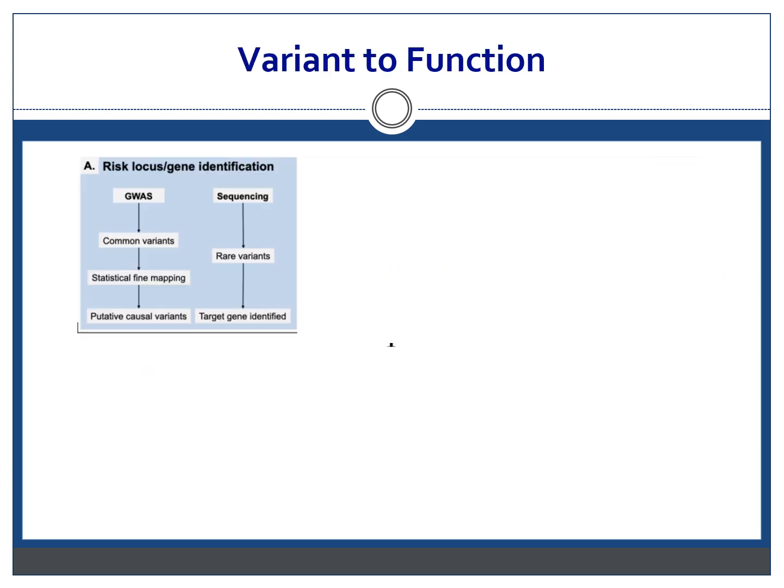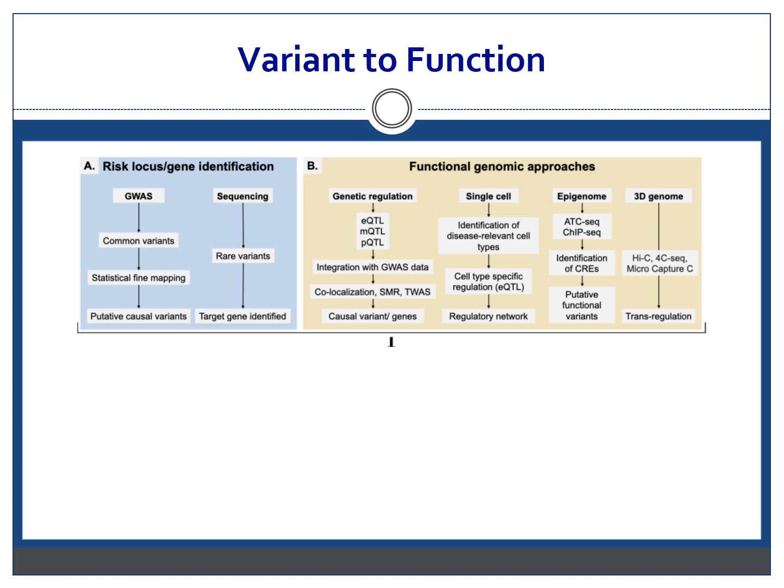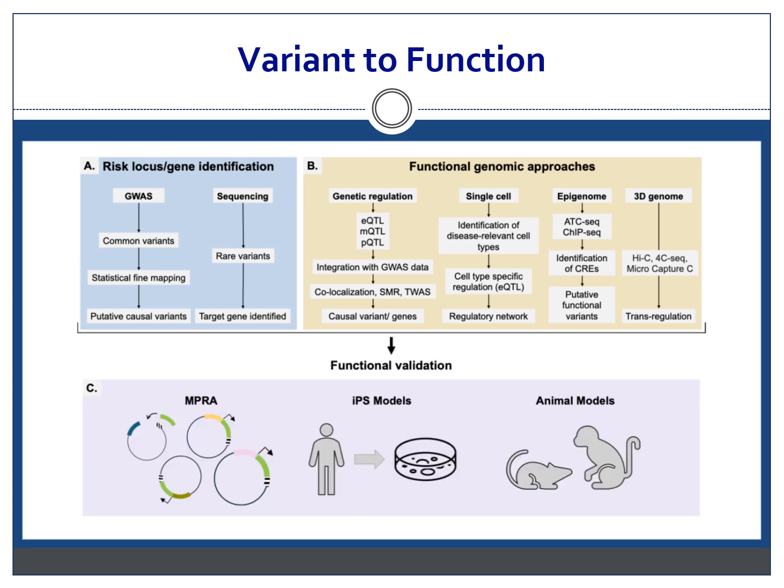So to summarize, we begin with the GWAS data, where we have the genetic variant associated with the phenotype. When combined with different kinds of functional genomic approaches at the level of genetic regulation, single cell, epigenome, or the 3D genome, we are able to build many different kinds of molecular QTLs that can provide insights into the function of a non-coding variant identified in the GWAS study. Finally, we need to functionally validate using the cell culture model, iPSC model, or the animal model to gain more insights into the disease mechanism of AMD.